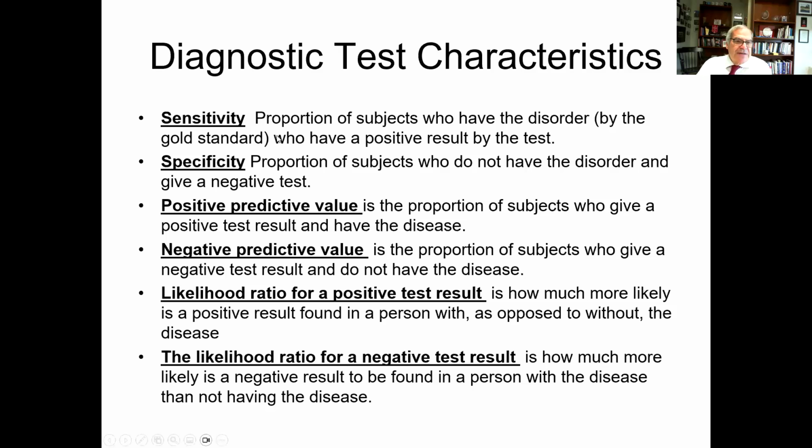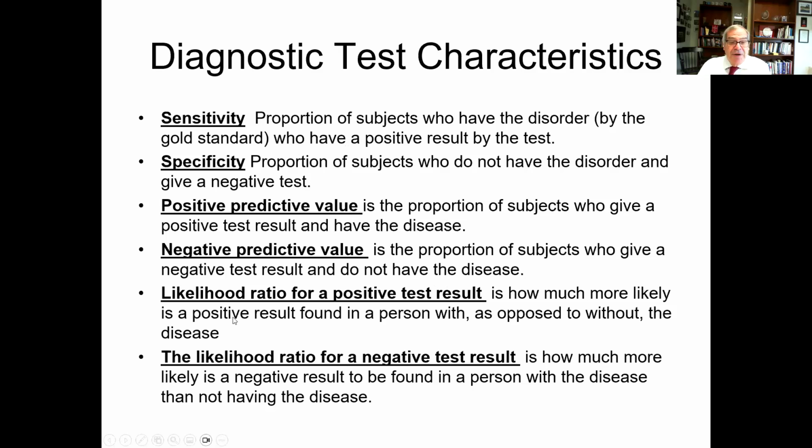The first is the sensitivity, the proportion of subjects who have the disorder and who have a positive test. The specificity, the proportion of subjects who do not have the disorder and have a negative test. The positive predictive value is the proportion of subjects who give a positive test and have the disease. The negative predictive value is the proportion of subjects who give a negative test and do not have the disease.